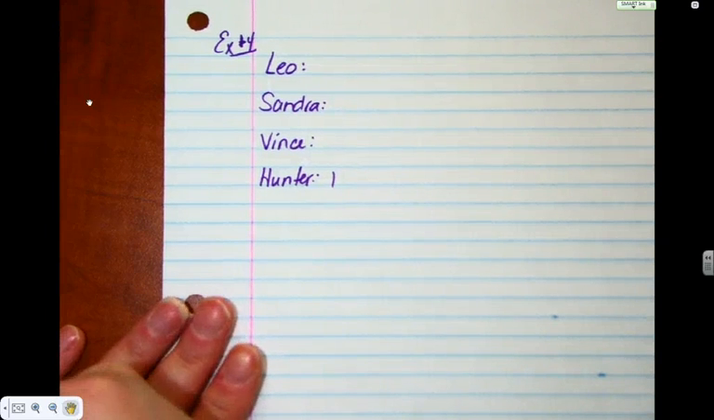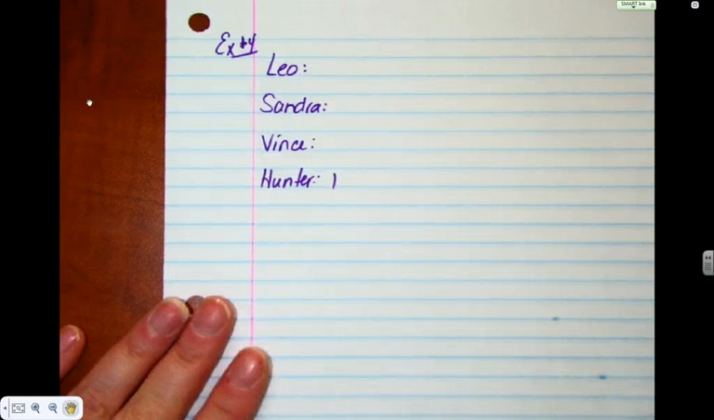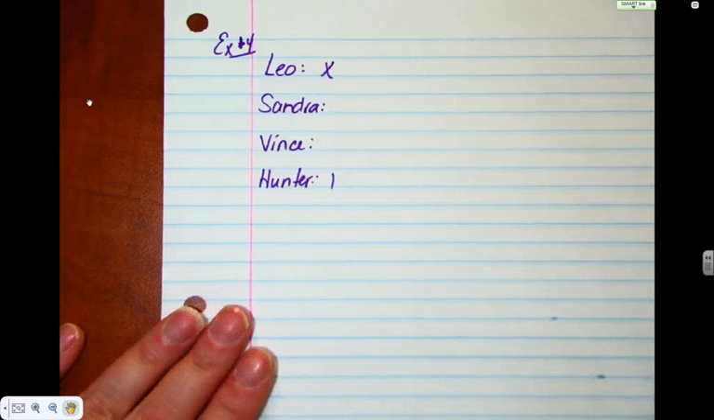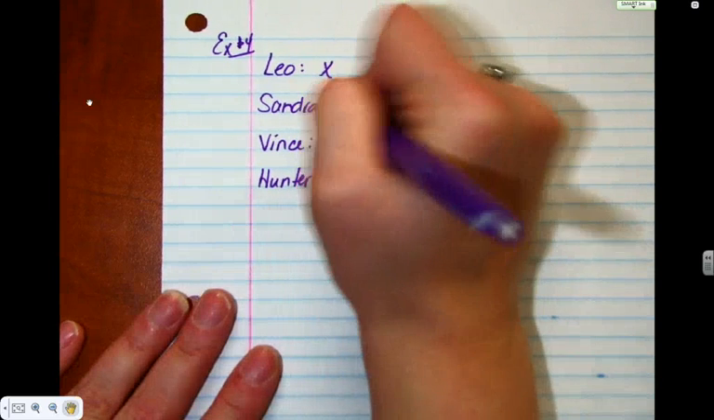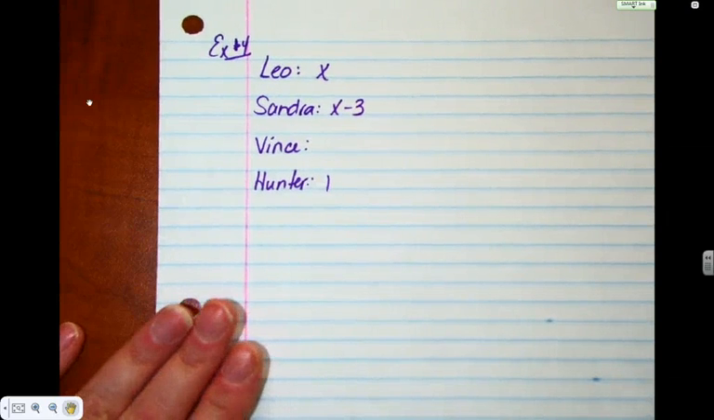Vince and Sandra depend on who? Leo. Do we know how old Leo is? So what do we put when we don't know something? Okay. Can we get an expression for Sandra if we know Leo is x? So how do we show 3 years younger? Can we get an expression for Vince who is 4 years older?